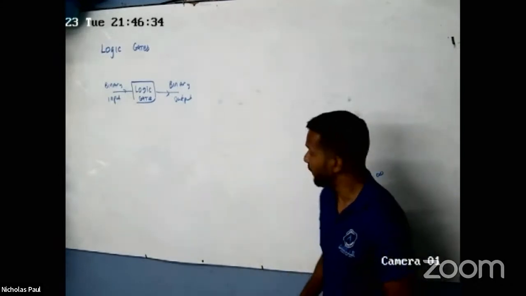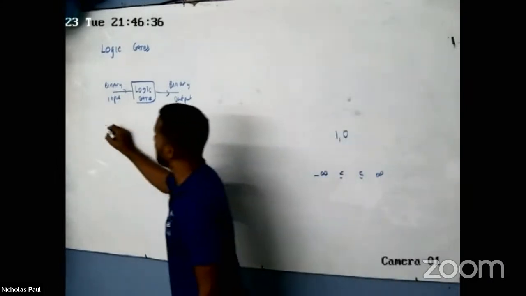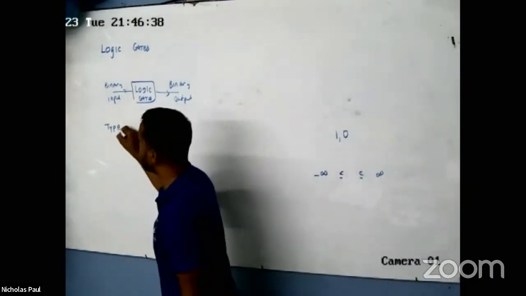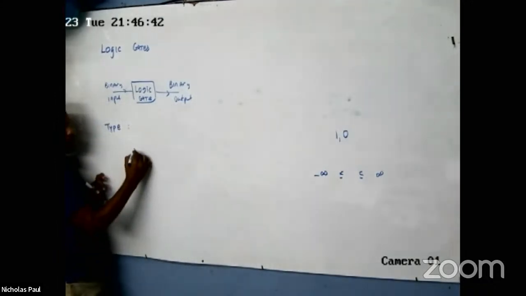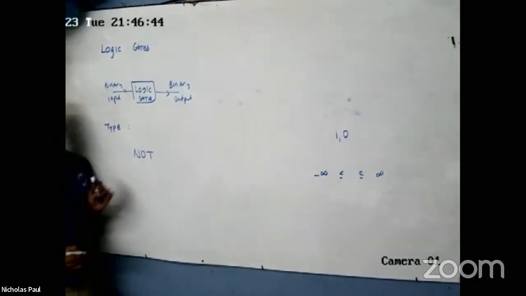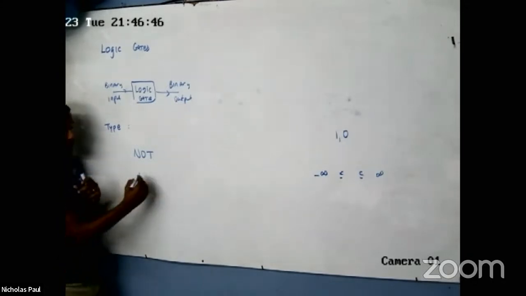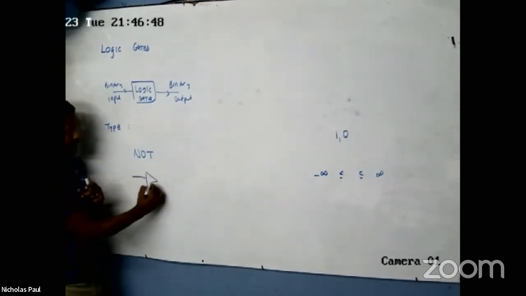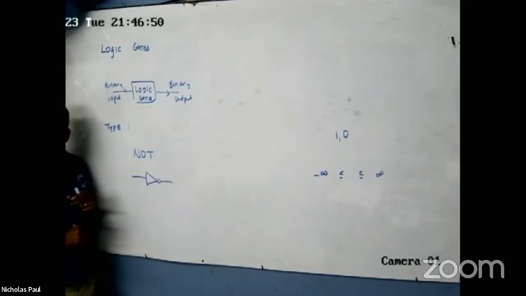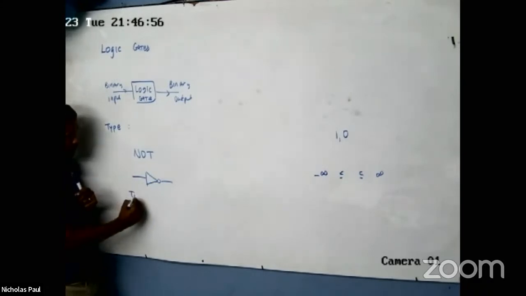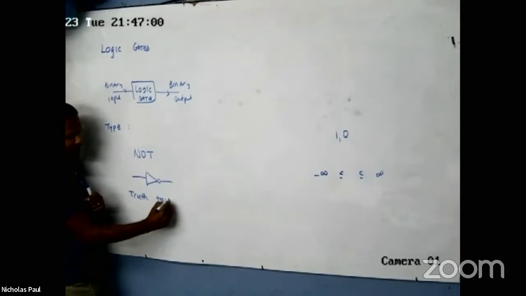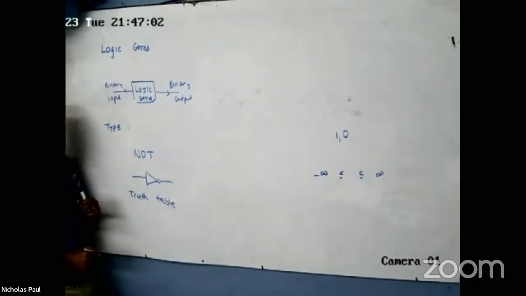For example, the first type of logic gate that we are going to look at is called a NOT gate. Every gate has a name and a symbol as well. The symbol for the NOT gate is a little triangle with a circle in front. And every gate has something called a truth table. That's basically how it behaves, so it gives you an idea of how it behaves.